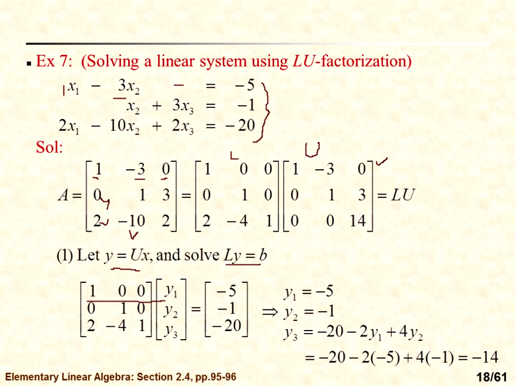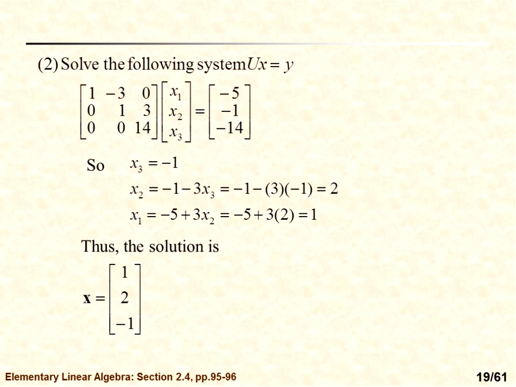When we convert it, y1 is equal to -5 and y2 is equal to -1, and combining them, 2y3 is equal to -5. We will solve like this: -20 - 2y1 plus 4y2 is equal to, just adding them, we will get -14.